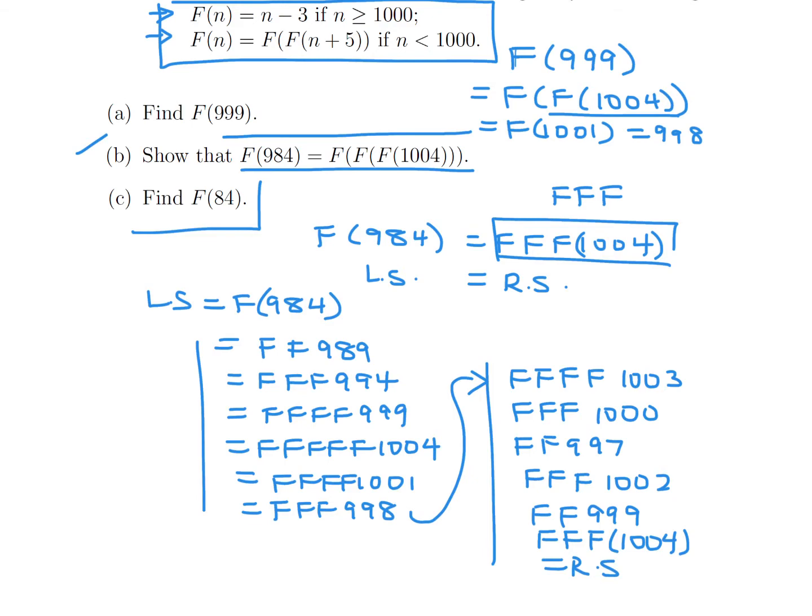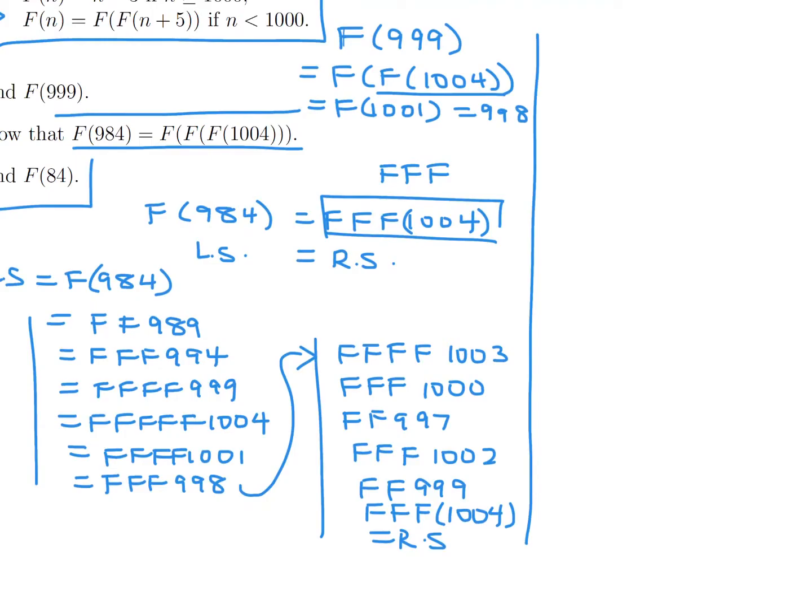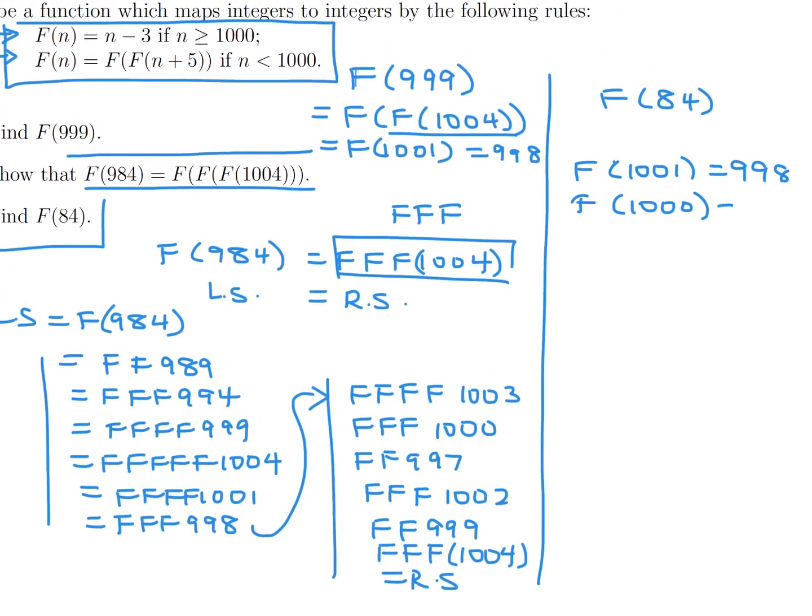Okay, so the first two parts, A and B, should help with this third part, trying to figure out f at 84. Because we got that, let's see here, the first one, we figured out that, well, we got quite a few. We got f at 1001, which was 998. And we figured out a lot of these. F at 1,000, well, that's very quick. You can do that just from those two functions. It would just be 997.